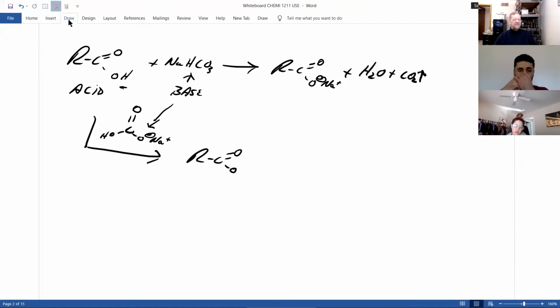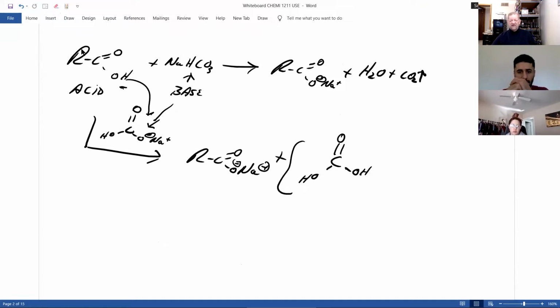What you get is the carboxylate anion plus, when the proton transfers over here, you get this molecule. And when I'm writing now, you don't have to ever know for a test. I'm putting it in brackets because it cannot be isolated. This is called carbonic acid, and it breaks down to something very quick.